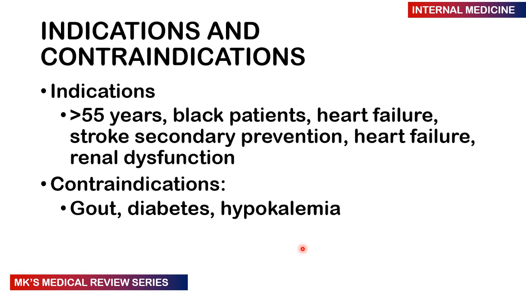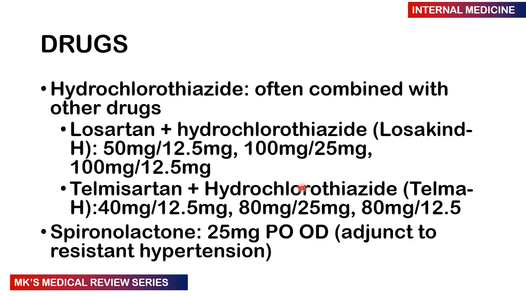So indications include patients above the age of 55 years, Black patients, heart failure, stroke secondary prevention, and renal dysfunction. Contraindications include gout, diabetes, hypokalemia. Then the drugs that we usually give, hydrochlorothiazide, which is often, like I said, combined with other drugs. It can be combined with amiloride, which is the so-called more diuretic, that's the drug. That's the brand. Or it can be combined with losartan, that's the losarkine.